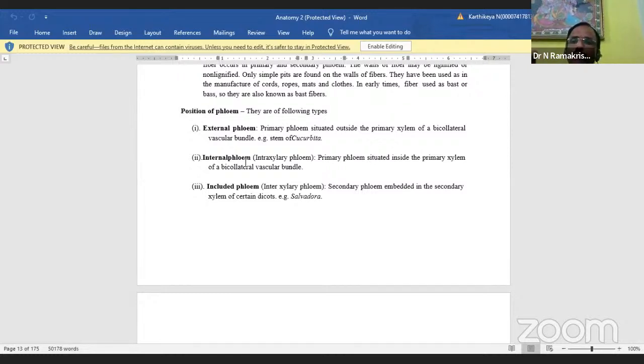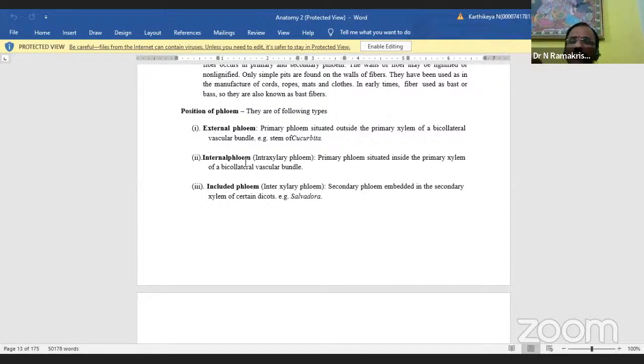Where we are looking at the phloem, you see, the external phloem. What is the meaning of an external phloem? The primary phloem situated outside the primary xylem.